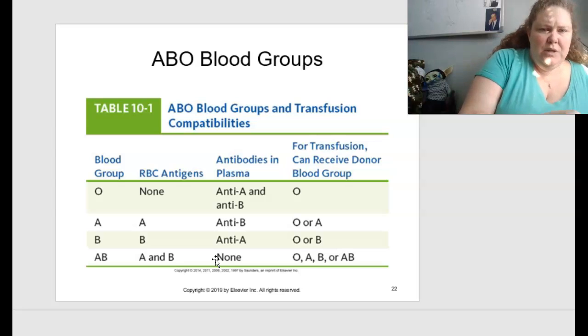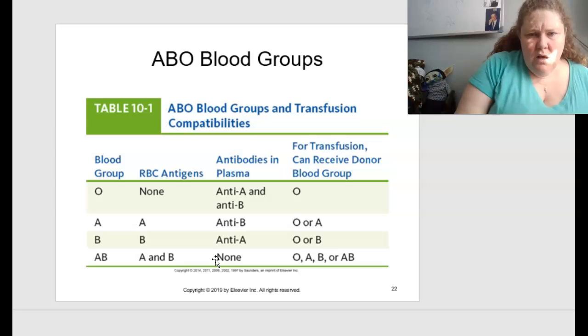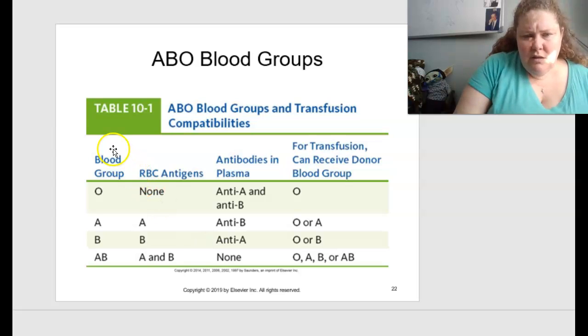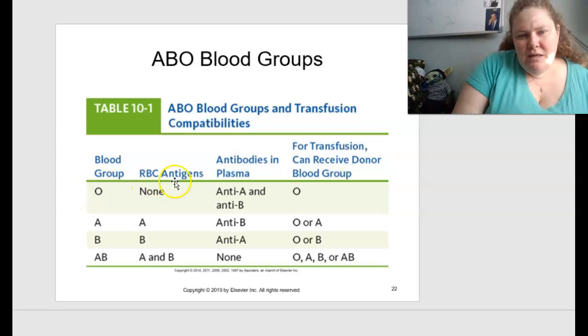So looking at our blood groups, this is table 10.1 in your book. You can have blood type group 0 or O. Type O blood, right? And this means that you don't have any RBC antigens, and you have the presence of both anti-A and anti-B antibodies in the plasma, and for transfusion, they can only receive O. That's the universal donor blood type.